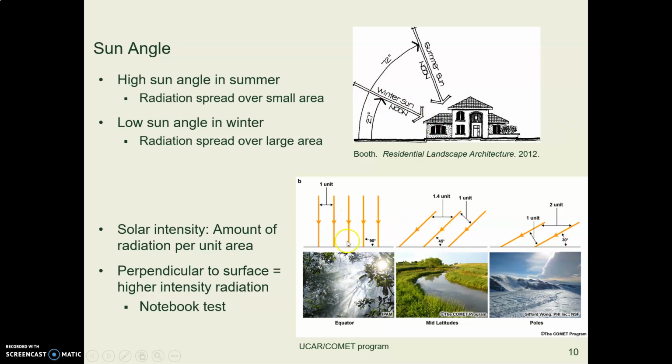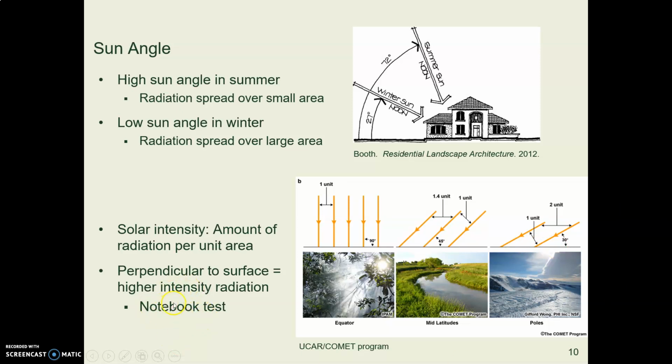Here's a diagram down here that shows us summertime, sun's rays coming straight down, and you can see the small area that's taking in that amount of radiation. Over here on the far right, in the wintertime, here are some sun's rays coming in at a low angle, same amount of radiation, but spread over a big old area, so it can't heat up as well.